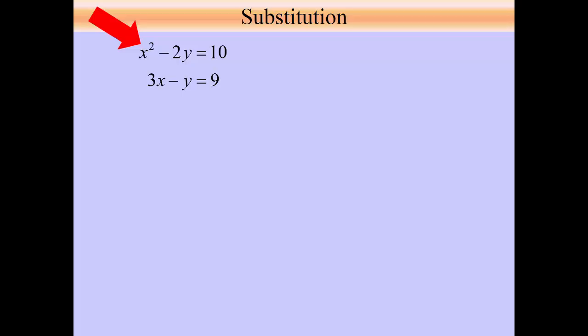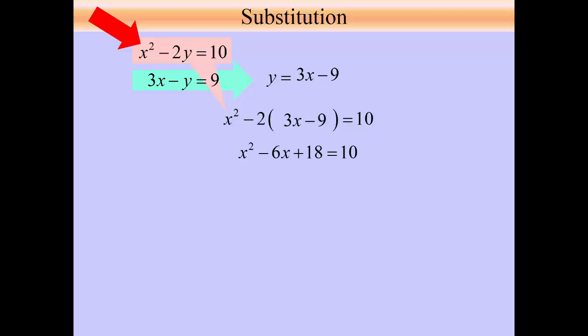Step 1 of the substitution method is to take either of those two equations and solve for one of the variables. If we take the bottom equation, solve for y, we can then take the other equation and in place of the y, put what we just found. And then finish solving using the distributive property, and then subtracting 10 from both sides, we get the quadratic equation. We can solve the quadratic equation by factoring or by using the quadratic formula.